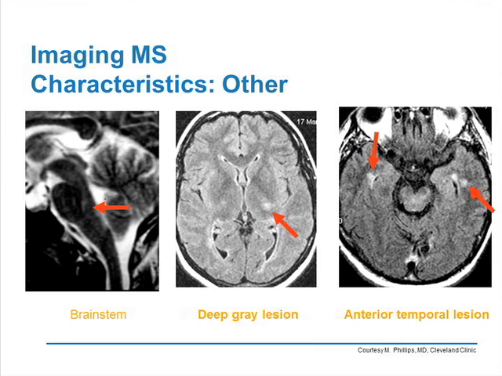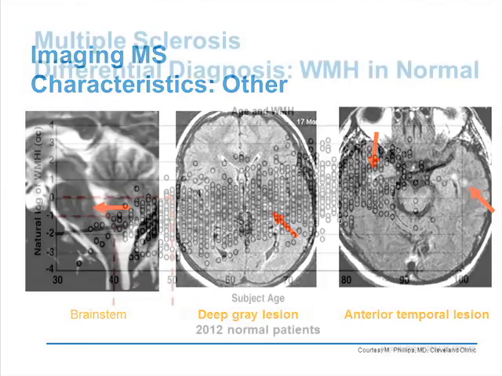Other characteristic regions for multiple sclerosis are in the anterior temporal lobes. There aren't too many diseases that affect those. Susac is one, and your suspicion for multiple sclerosis can be pretty high if you see them there. Also, MS hits the brainstem and the cerebellum, and sometimes the deep gray lesions.